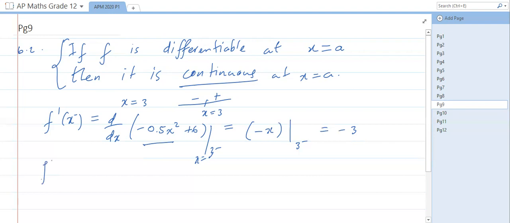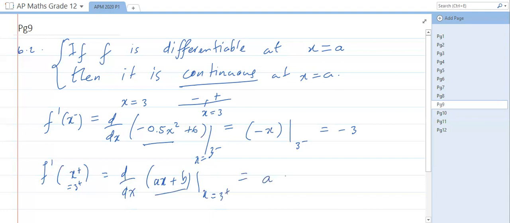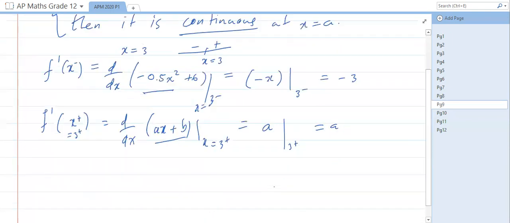Now, similarly, we can say f prime x from the right. Remember, x value is equal to 3, so we're doing 3 from the right, which is d/dx of ax plus b at x is equal to 3 from the right. If I differentiate this function, what we have is a evaluated at 3 from the right. There's nothing to substitute into, so it's just equal to a. So differentiability from the left, f prime from the left must be equal to f prime from the right at x is equal to 3. Therefore, we can just equate left and right. So a is equal to negative 3.